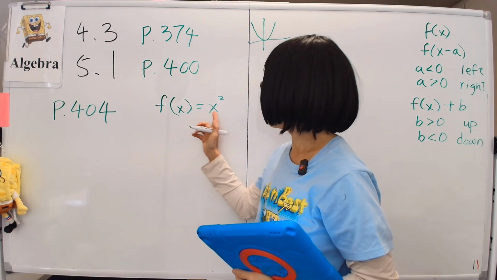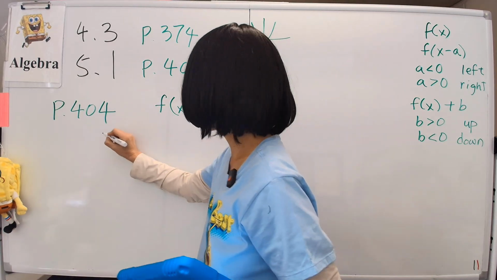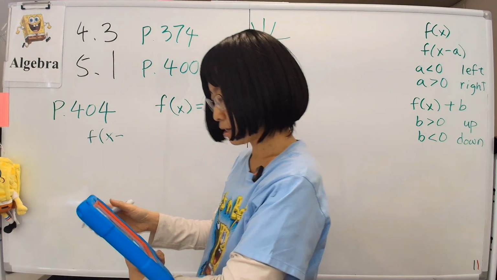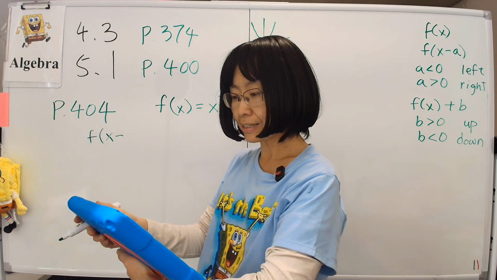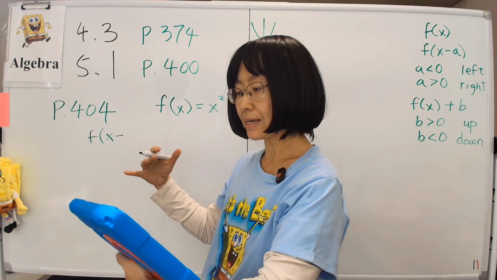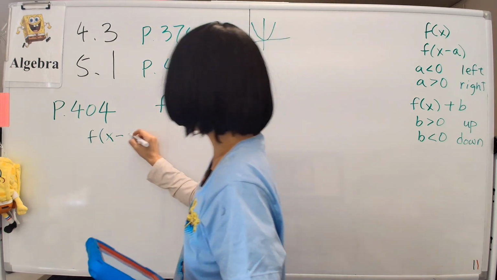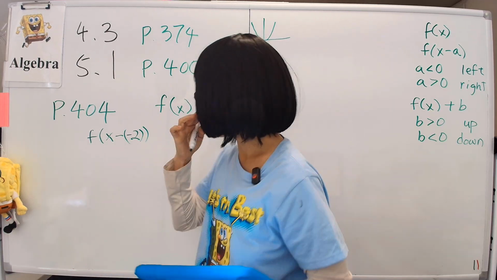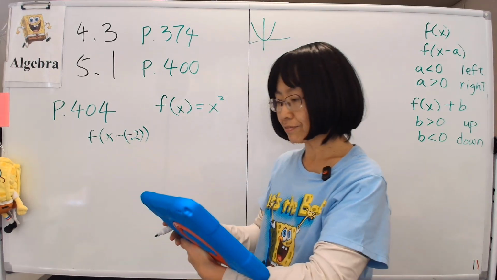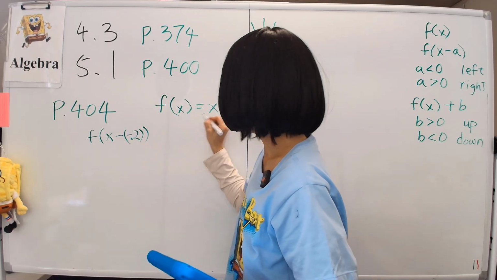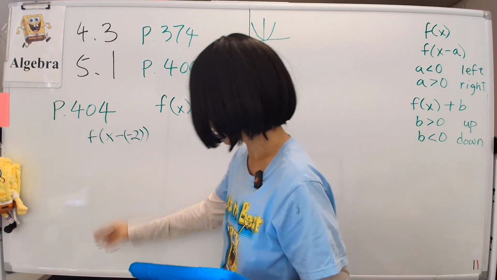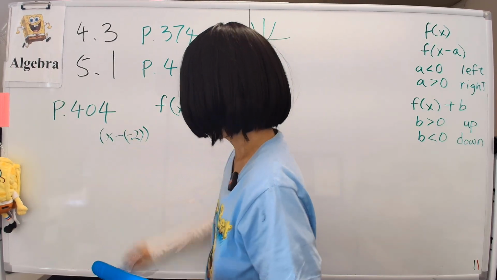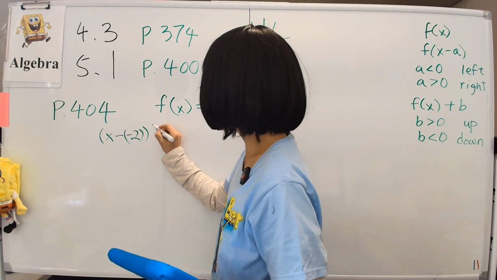So f of x is shifted to the left. We have to subtract how much? By about minus 2. Look at the tip. The bottom of the vertex is at minus 2. So we'll have x subtracted by minus 2, okay? That is the shifting. In other words, f of x is x squared, and x squared is being moved to a minus 2 situation.